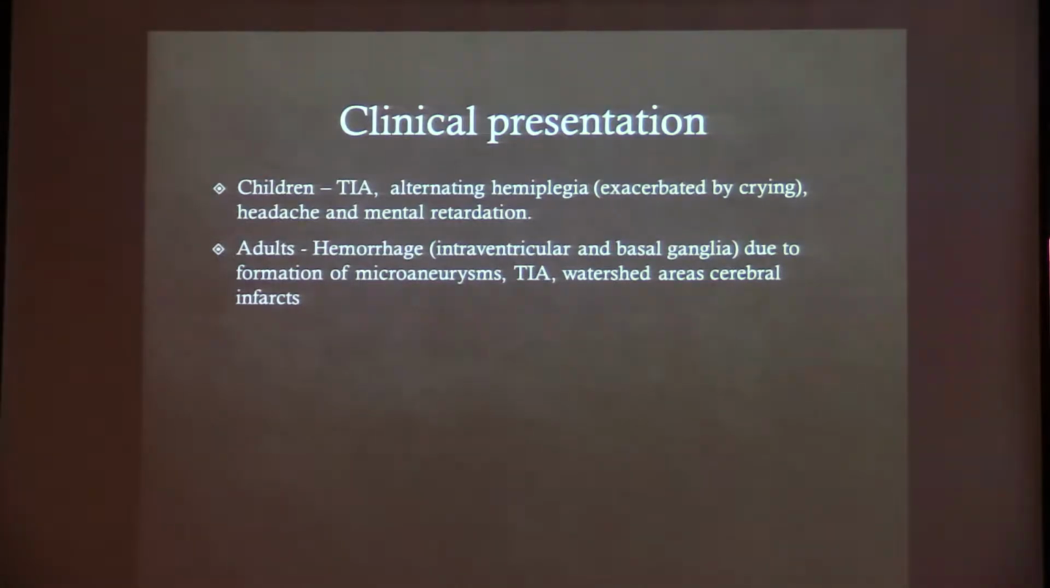The main clinical presentation is different between children and adults. Children usually present with transient ischemic attacks, alternating hemiplegia, and headaches. Long-standing disease can cause cerebral atrophy with subsequent mental retardation. Adults usually present with hemorrhages due to formation of microaneurysms in the collateral vessels. The hemorrhages are usually around the ventricles or in the area of the basal ganglia. They could also present with transient ischemic attacks and infarcts, multiple small infarcts in the watershed areas.